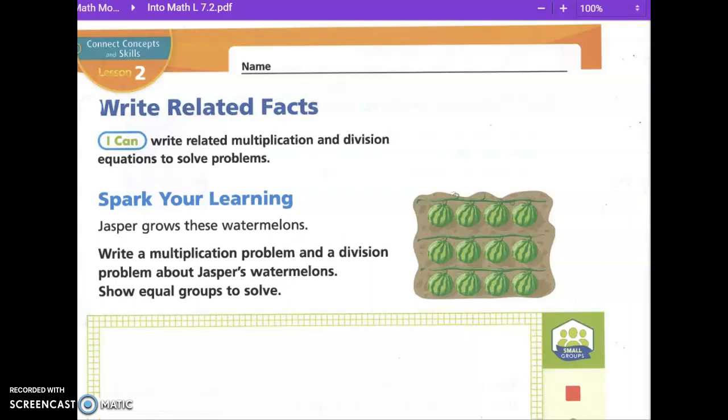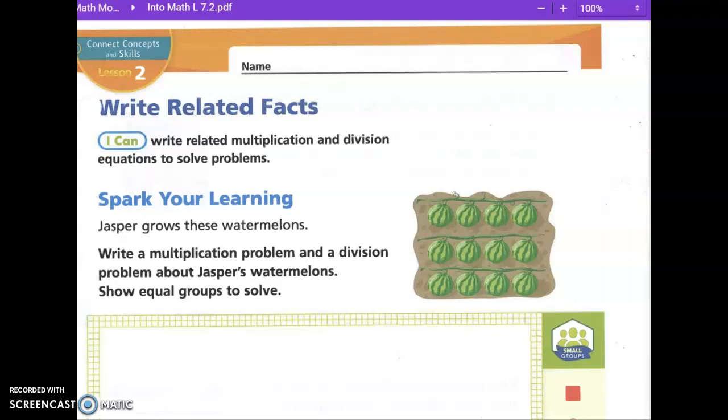Let's everybody read the I can statement together. I can write related. Okay, and on the Spark Your Learning, it says Jasper grows these watermelons. Write a multiplication problem and a division problem about Jasper's watermelons. Show equal groups to solve.